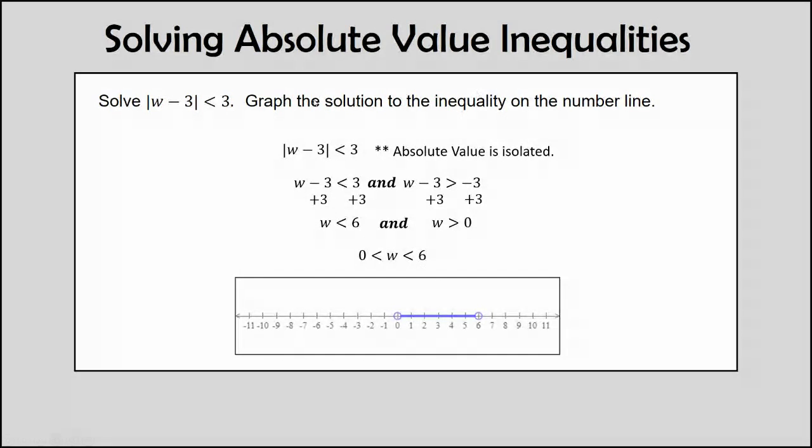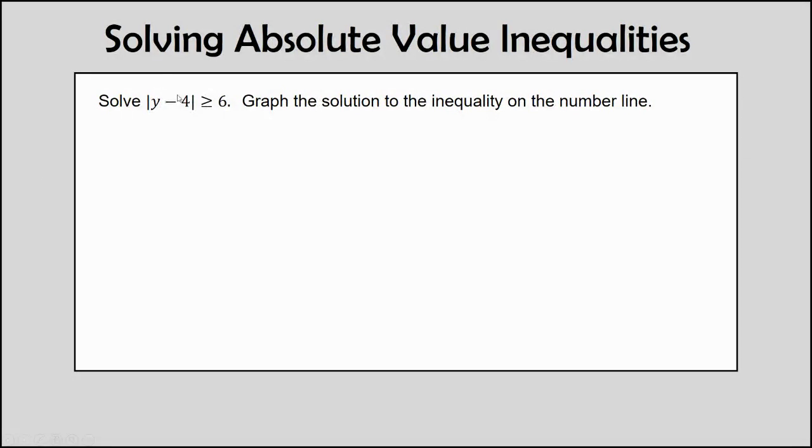If you graph it, they did say to graph it, it would look like this. So open circle on 0, open circle on 6, fill in the number line between. This filled in area are my answers. So I can take any one of the numbers in this region here, put them in place of W, and it makes this true. Any number outside of it will make it false. Okay. But I just want to show you how to rewrite this. I think I got one more here. All right.